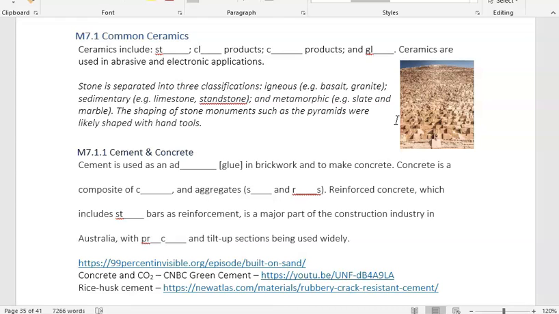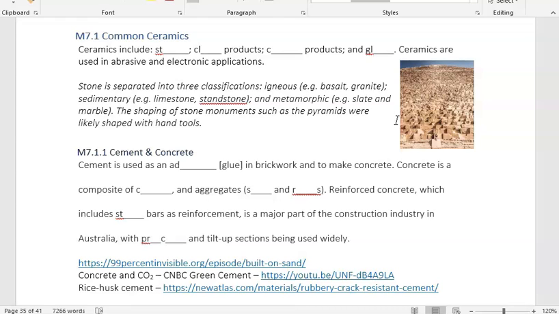So I've got here a little bit on stone. There's 3 different classifications of stone. You don't need to know that as far as I'm concerned. There is a very, very low chance it could be in the HSC, but I won't test you on it. I definitely learned it at uni while I was doing geotechnical engineering or soils and things.